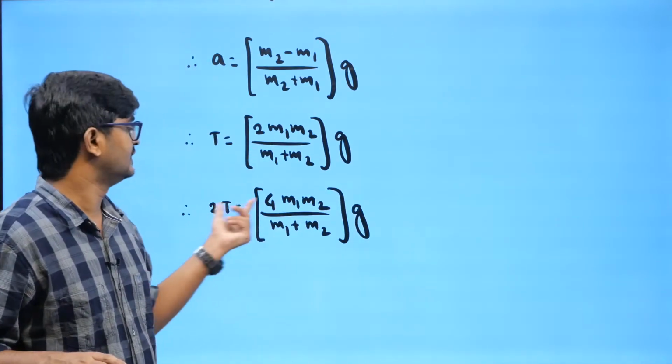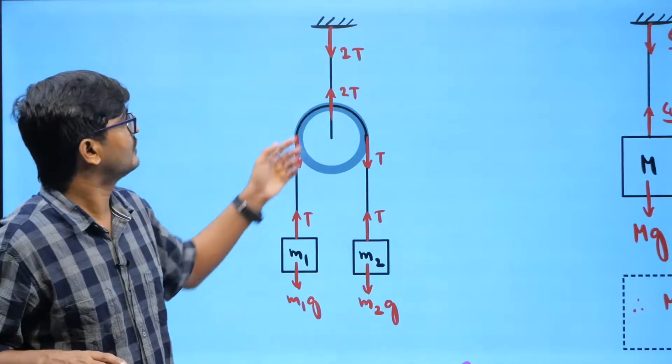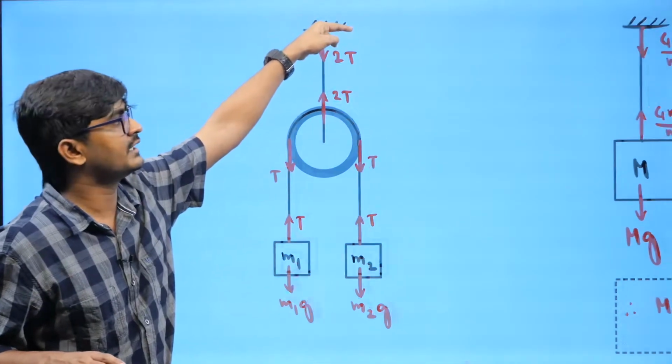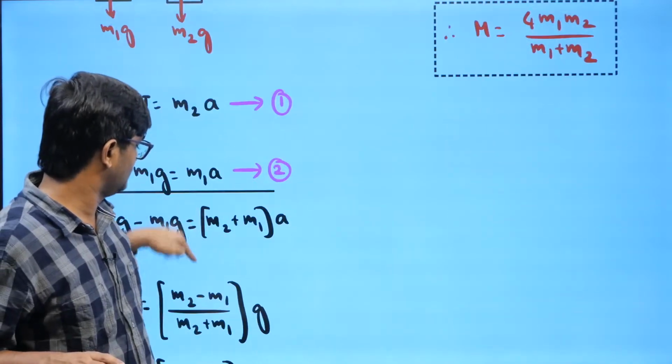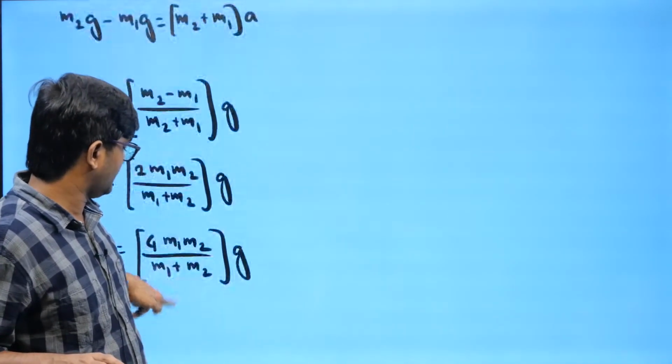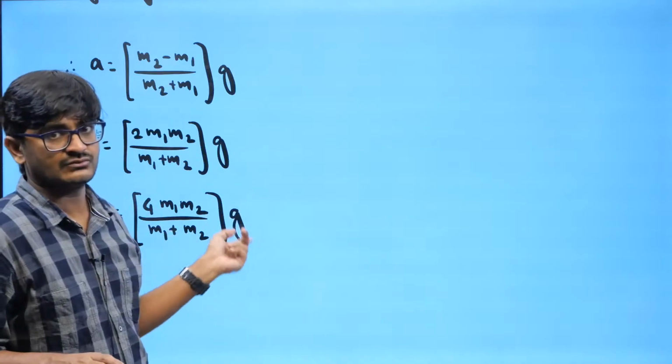But what we need is 2 times the tension, because we are holding here instead of the ceiling; we are holding it. So what is the tension we will be feeling? It is 2T. How much is its value? 4M1 M2 by M1 plus M2. So this is the tension force that we will be feeling.